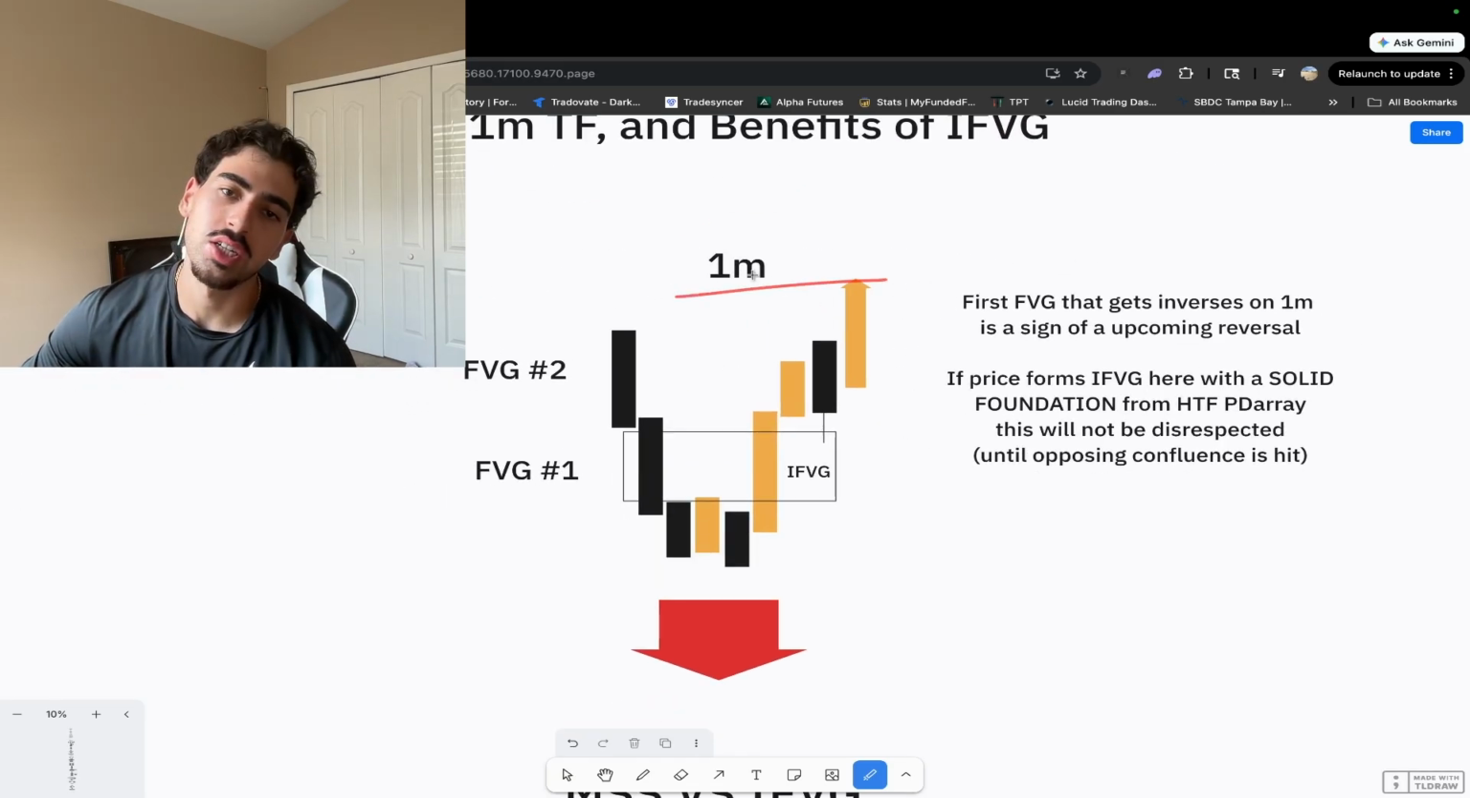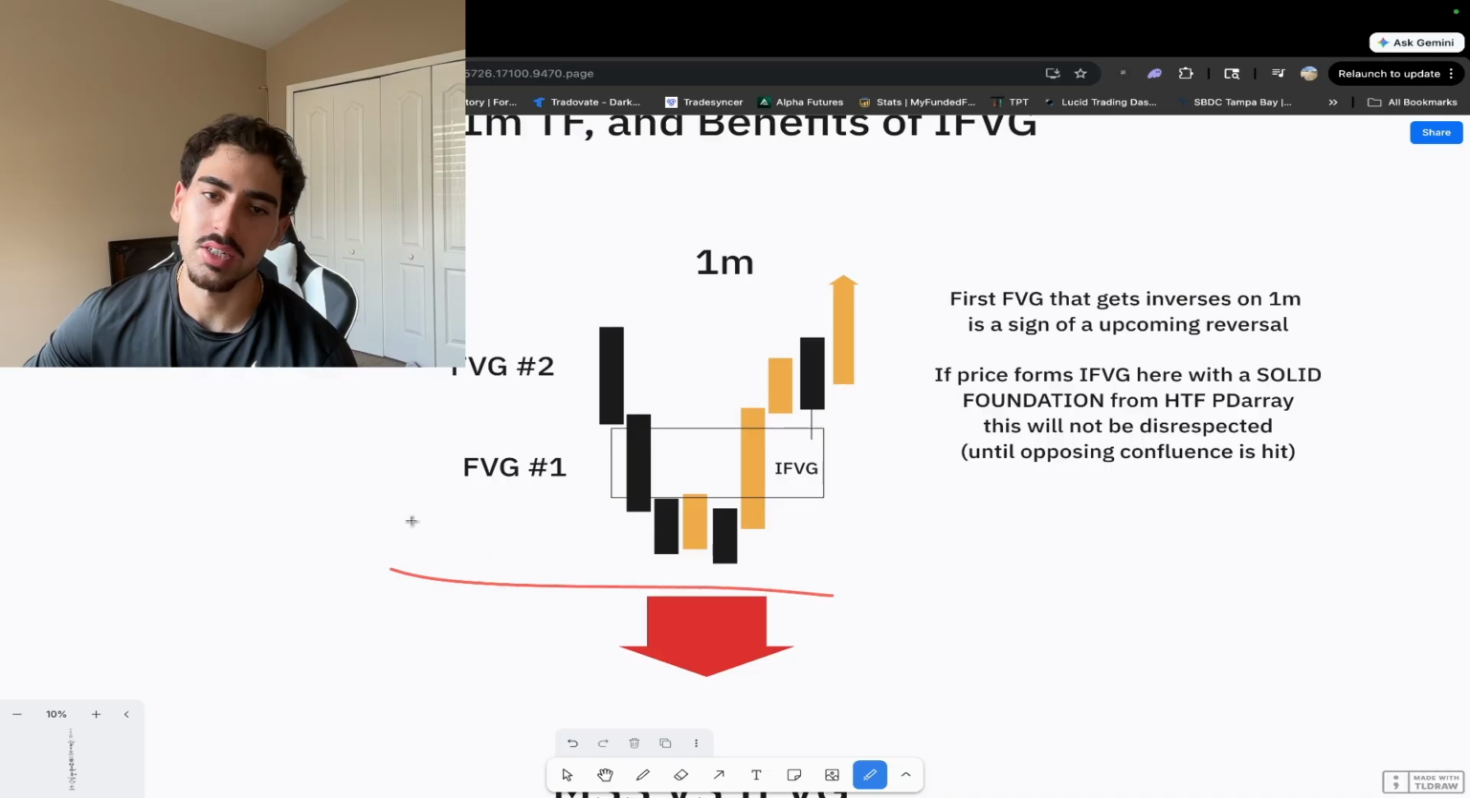So we have an example here of a 1 minute pattern where price forms 2 different fair value gaps. You can see that this first one gets inversed right after some sort of high time frame PD array level gets tapped into, and you could enter right here off an inversion fair value gap if you want to set limits here, or if you want to just enter right here at that candle closure.